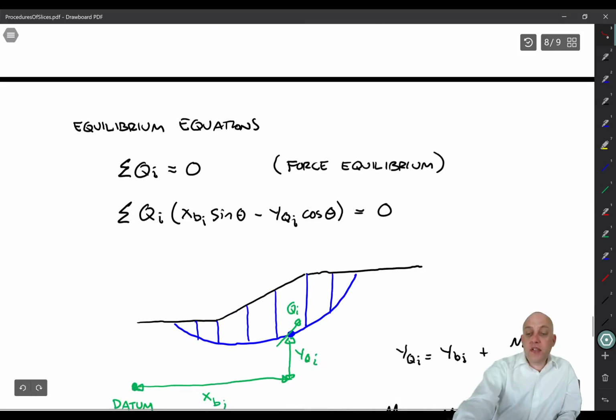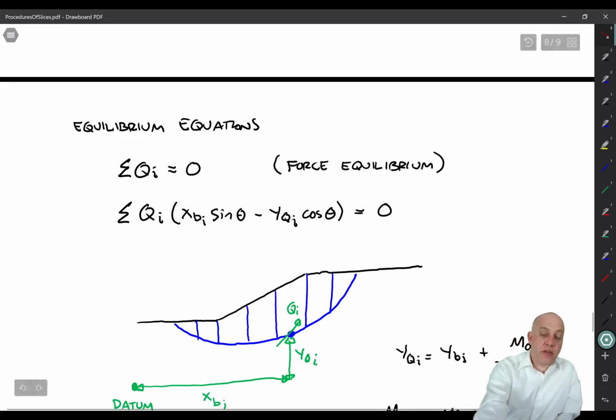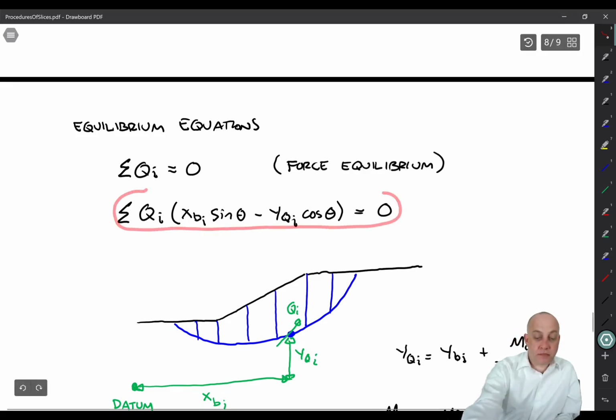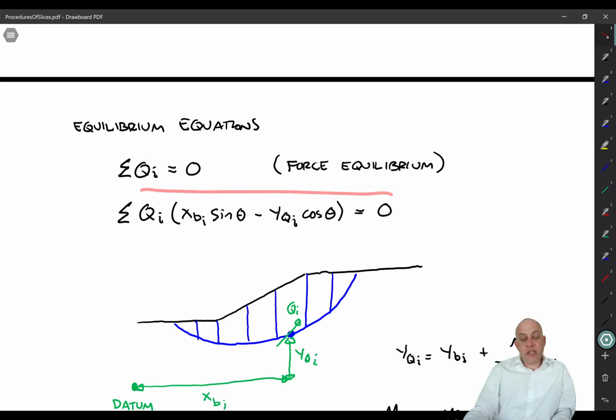All right, as we saw for the simplified Bishop procedure, one way of expressing equilibrium is that the sum of all of those inner slice forces has to be 0. So we're going to do that now, sum of Qi is equal to 0. That's a force equilibrium expression for both horizontal and vertical force equilibrium. Okay, then we're also going to enforce moment equilibrium about any arbitrary point. So we have to define a datum. In this case, the datum doesn't have to be at the center of the circle.